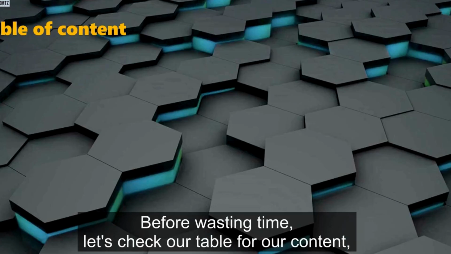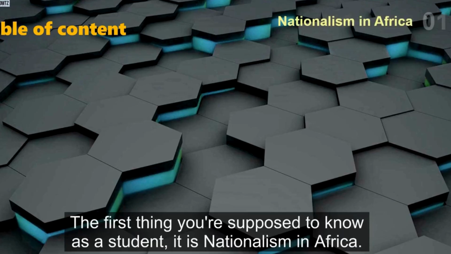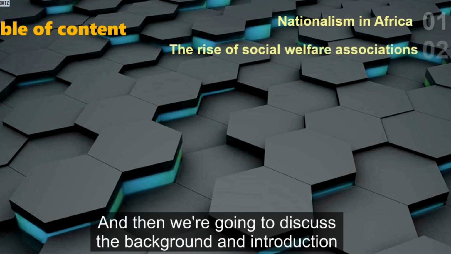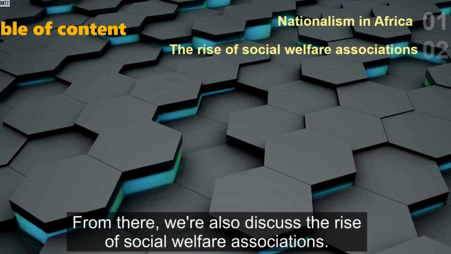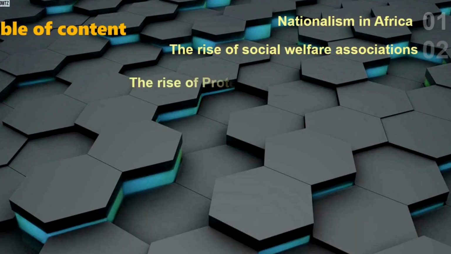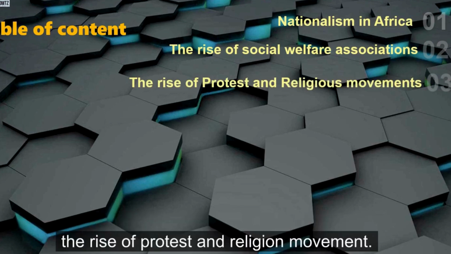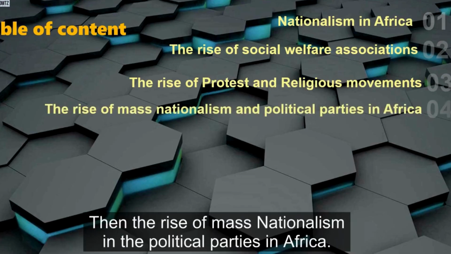Before wasting time, let's check our table of contents, what we're going to discuss in this topic. The first thing you're supposed to know as a student is nationalism in Africa. Then you discuss the background and introduction of what nationalism in Africa is. From there, you also discuss the rise of social welfare associations, then the rise of protest and religious movements, and then the rise of mass nationalism and political parties in Africa.